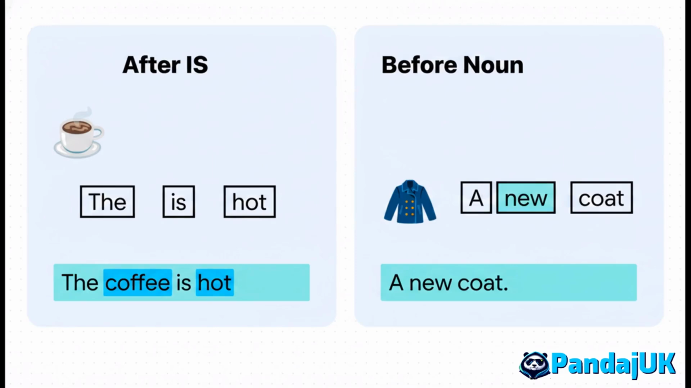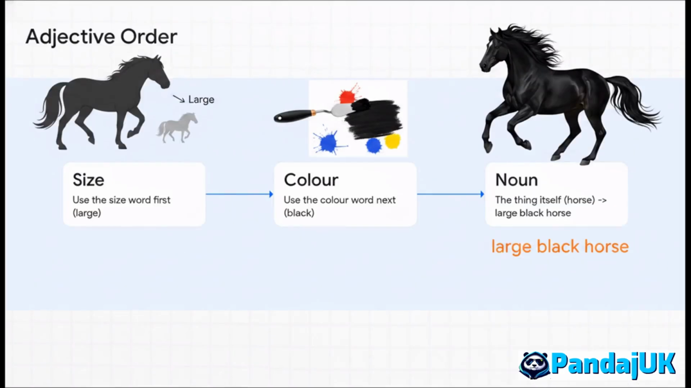For example, a new coat. If we want to use 2 describing words together, there's actually a special order we follow. We use the size word first, like large. We use the color word next, like black. Then we add the naming word, horse. The result is a large black horse.